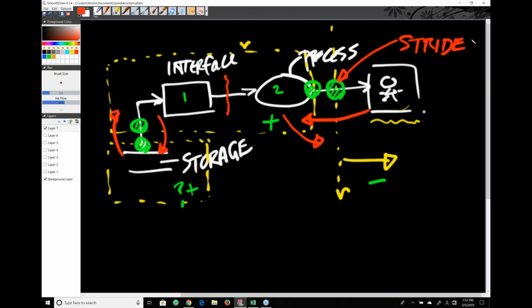Can someone do information disclosure? Can someone do denial of service? Can someone do elevation of privilege? Okay, so you apply the STRIDE concept. It's a mental process where, for each of the interfaces, you ask: can something bad happen related to STRIDE?